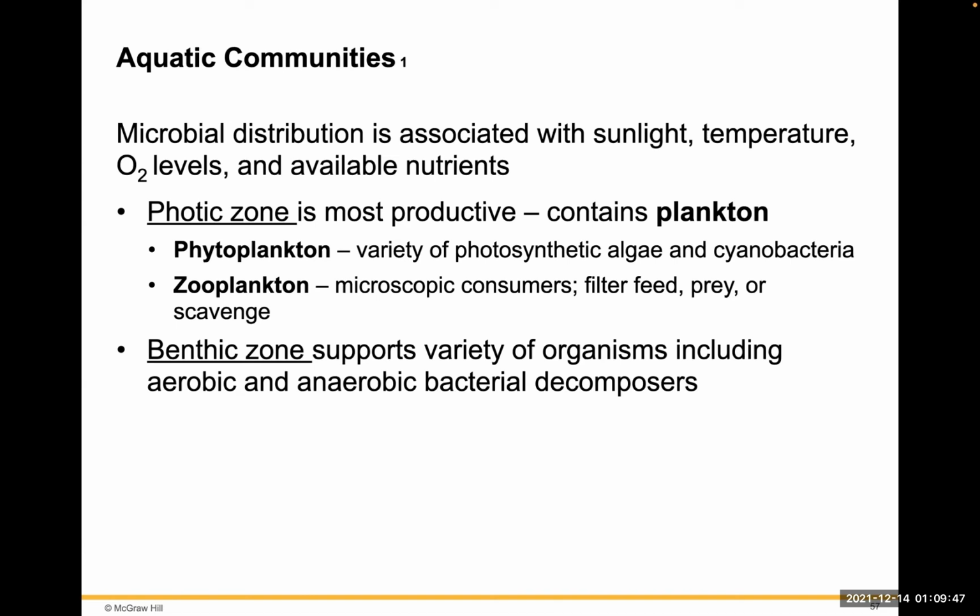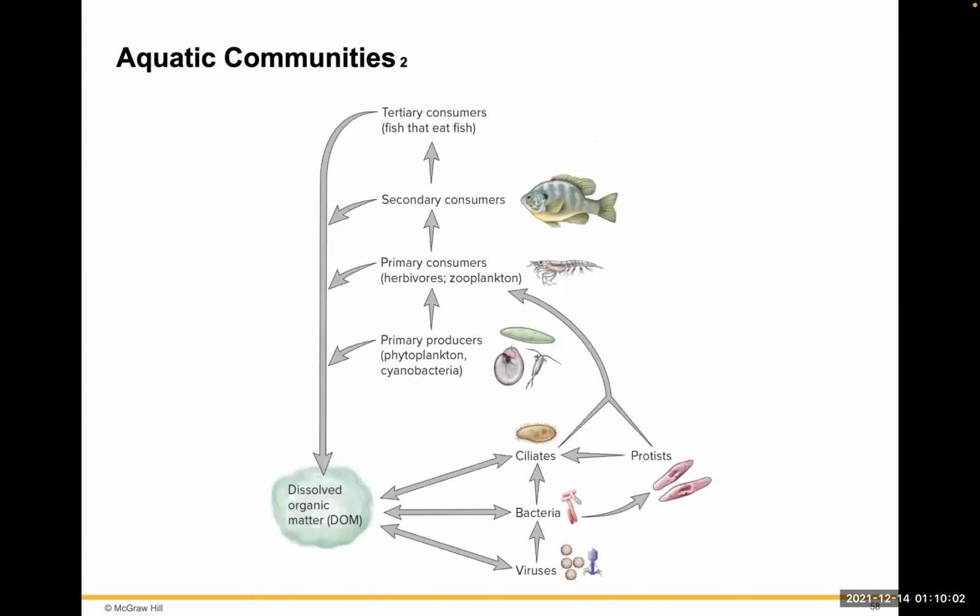The benthic zone, remember the benthic zone was the soil underneath the water, supports a variety of organisms, including aerobic and anaerobic bacterial decomposers. That's when things die in different zones, they float down to the benthic zone areas. Okay, this is your aquatic community. You can see the different cycles here, viruses, bacteria, we all talked about. These are dissolved organic materials, they come up, and you can see how they cycle into different zones. You have primary consumers, secondary consumers, tertiary consumers. Okay, so the primary producers are the phytoplankton, the cyanobacteria.